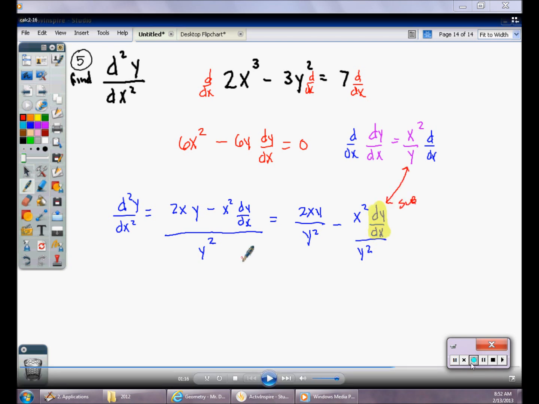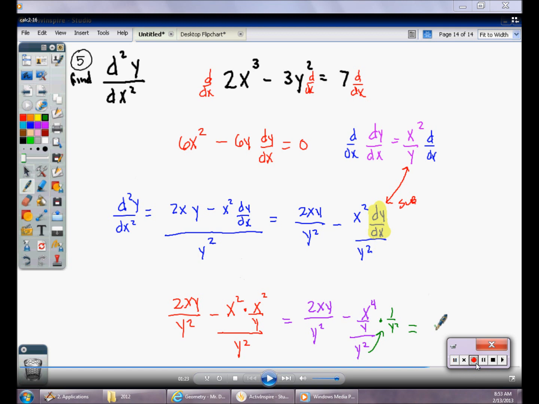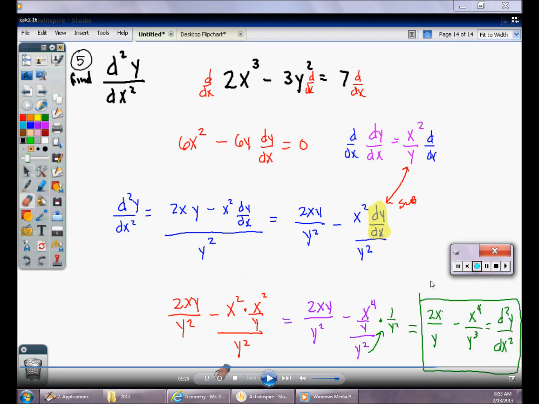Here I can do some substitution. I know what dy dx is. In purple, we solved it for x squared over y. So after substituting out the expression dy dx, I would have x squared over y in the same expression. Combine like terms with the x squared times x squared over y would be x to the 4th over y. Multiply by the reciprocal 1 over y squared. I'm trying to algebraically reduce this. And I get my final answer, d squared y over dx squared.